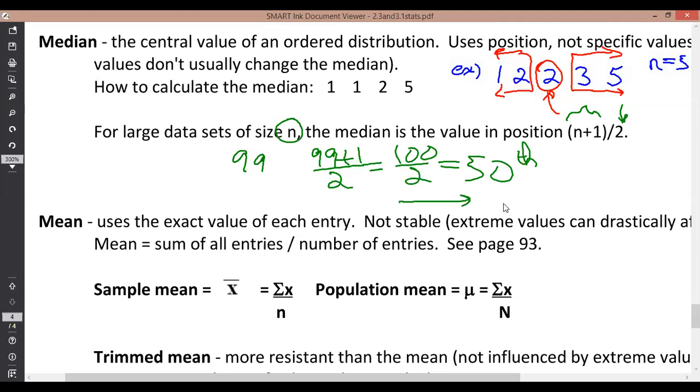That's if the number's odd. If the number's even, you would be between the 50th position and the 51st position, and you'd find the average of it, that type of deal. Any questions on that?